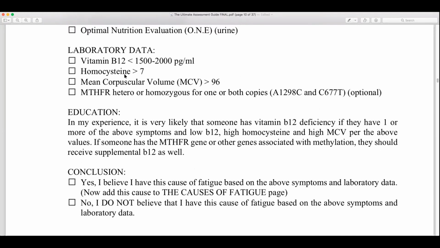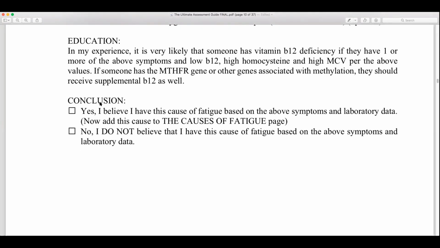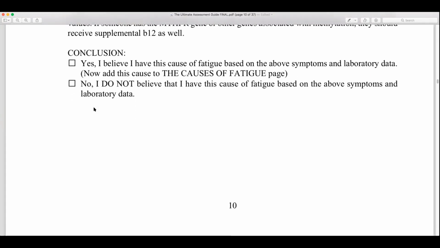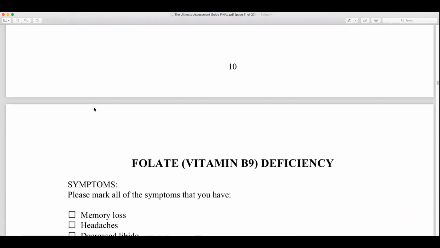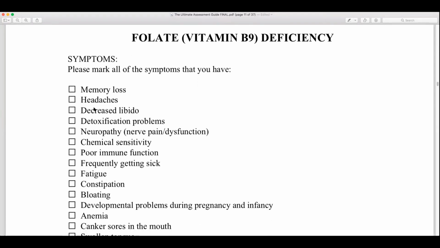And what's very interesting is that homocysteine, when it's above 7, increases risk for heart attack, heart disease, stroke, and Alzheimer's. And so you can see how important B12 is in playing a role in those things, because it will lower homocysteine. And then you come down here to conclusion, mark off your conclusion, and if it's a yes, add it to page 2. So here's folate, vitamin B9 deficiency.